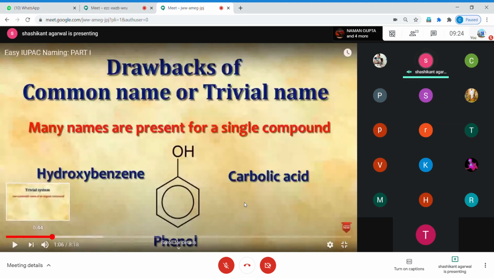Now, different compounds were having different names. In order to adopt a unanimous system so that all compounds should have a common name that is worldwide accepted, there was a need for the IUPAC system. I'll give you a very simple example. Suppose you want to purchase onions. You will go to the vegetable seller and say, भैया please 1 kilo प्याज दे दो या 2 kilo प्याज दे दो.